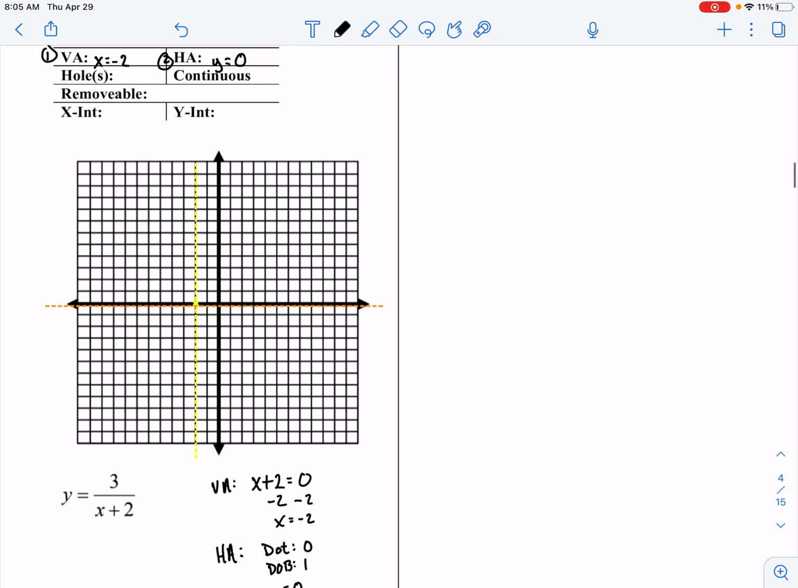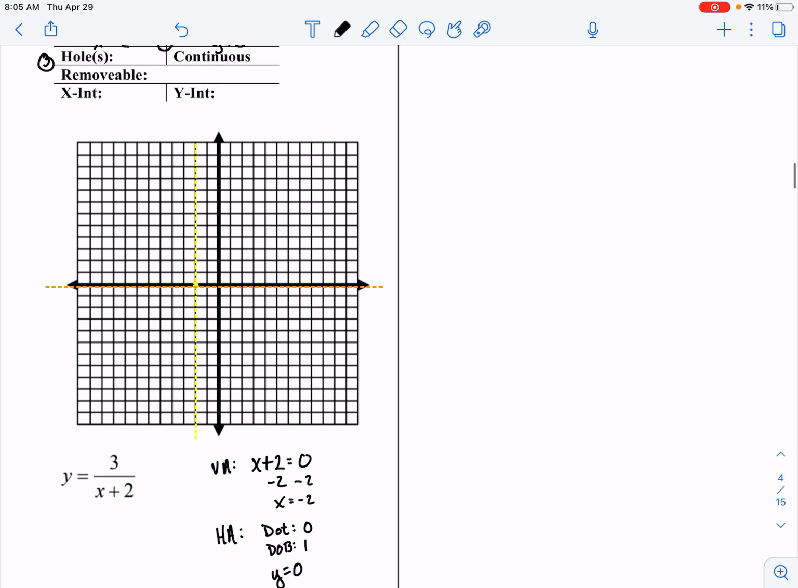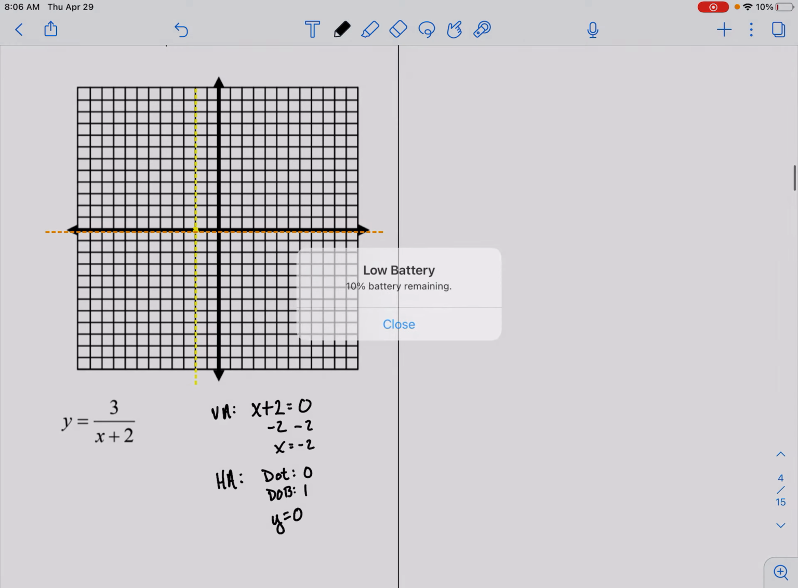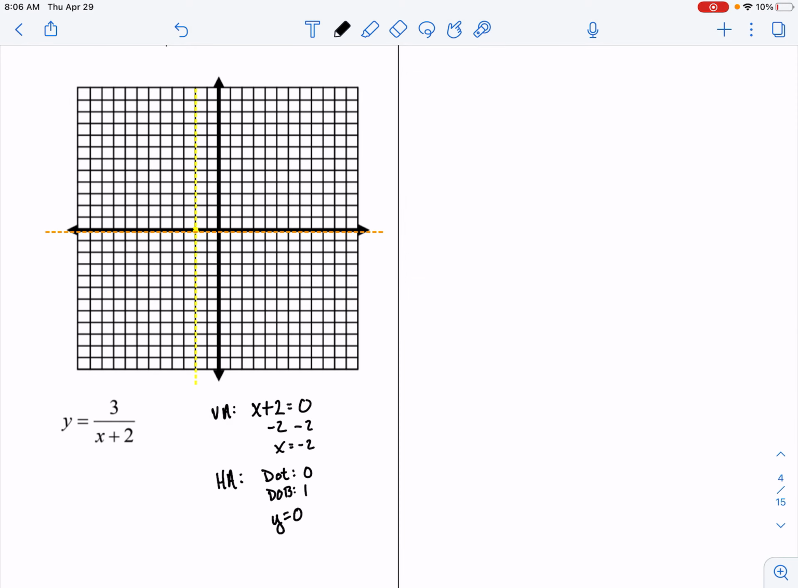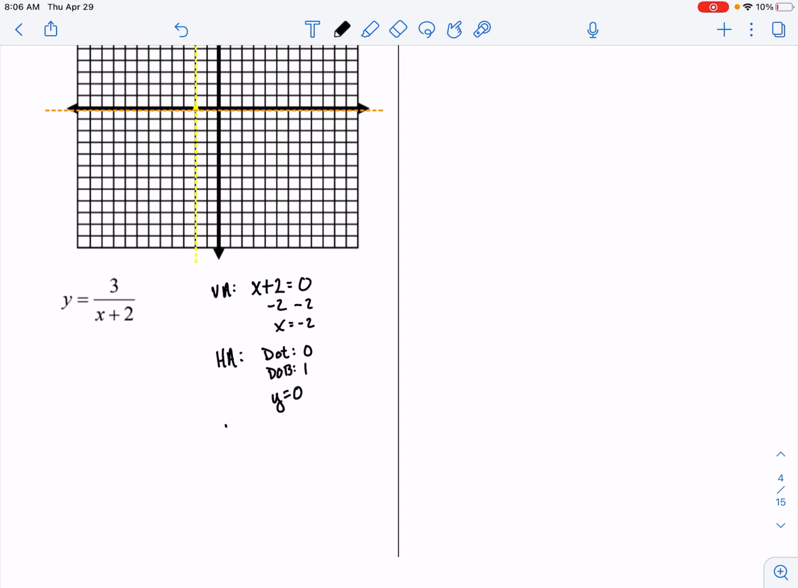The next thing I do is look at my holes in the graph. Remember, a hole will occur if there are any common factors between your top and your bottom. And the answer is no, so there's no holes.